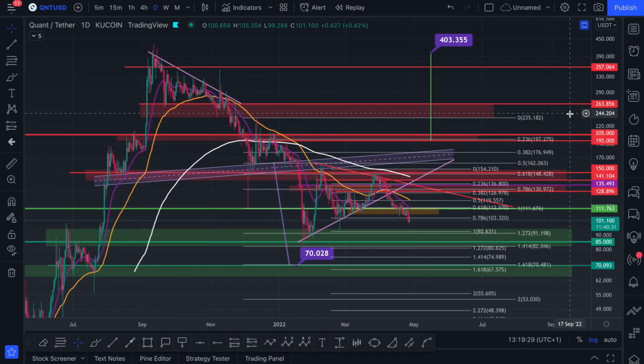Today we're looking at Quant on the daily time frame. If you've been watching the Bitcoin videos, basically since up here, we were saying on the Bitcoin video that, well, obviously the Quant chart's different, but on the Bitcoin chart, this area looked a lot like this area, so that's why we could call it.